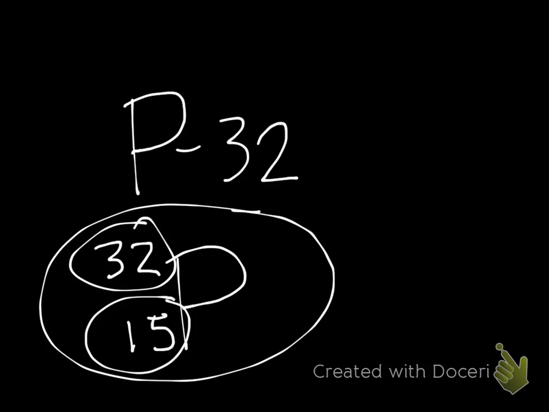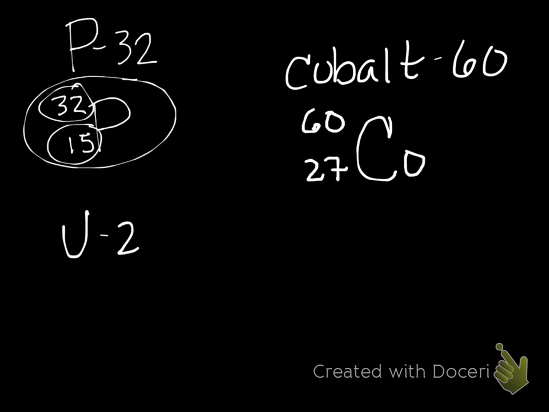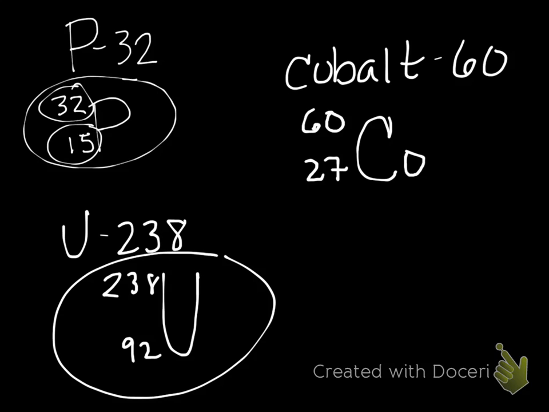So for cobalt 60, write the symbol notation. So we start off with the atomic symbol, Co. We have the mass up here, and we have the atomic number down here. Pretty easy. Let's do my old favorite, uranium-238. Go. That's all that is, symbol notation. It's pretty straightforward, pretty easy.